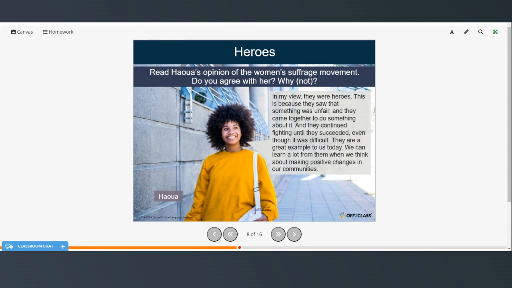In my view, they were heroes. This is because they saw that something was unfair and they came together to do something about it. And they continued fighting until they succeeded, even though it was difficult. They are a great example to us today. We can learn a lot from them when we think about making positive changes in our communities. So, do you agree with her or not?